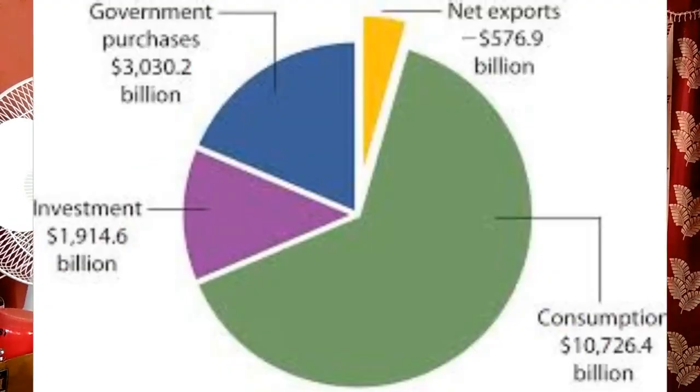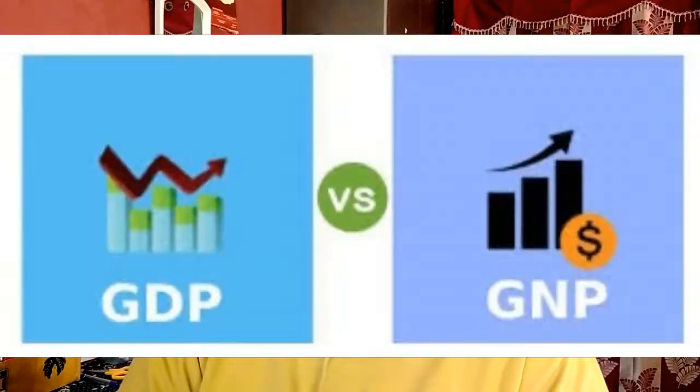GDP, gross domestic product, is the value of the finished domestic goods and services produced within a nation's borders. Finished domestic goods and services produced within a nation's borders will be considered as GDP. On the other hand, gross national product means the value of finished goods and services owned by the country's citizens, whether or not those goods are produced in the country. This is the information regarding GDP.